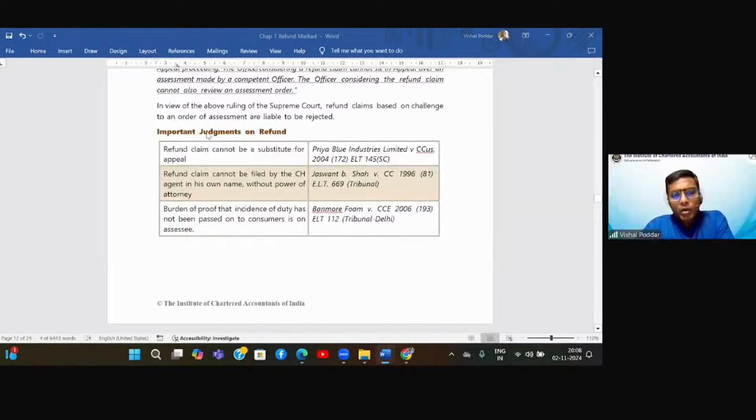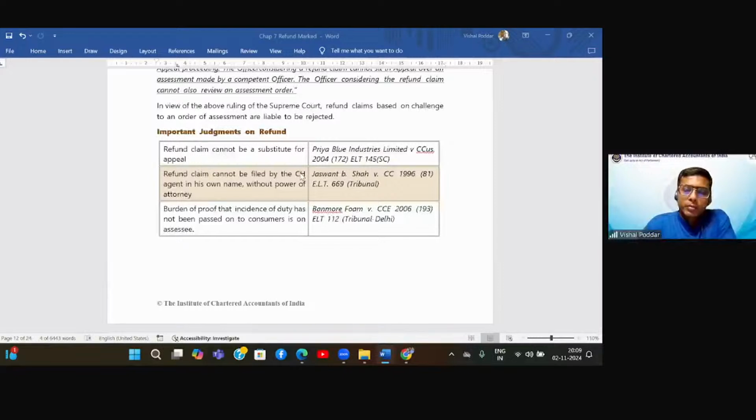So what are the similar judgments? Refund claim cannot be a substitute for appeal. This is what we just read. Refund claim cannot be filed by the CH agent in his own name without the power of attorney. See, the custom house agent is only acting on your behalf, your means importer's behalf, for clearance. If there is any type of refund, the importer is the main person who has to apply for the refund.